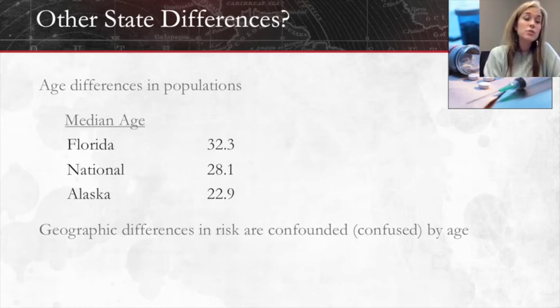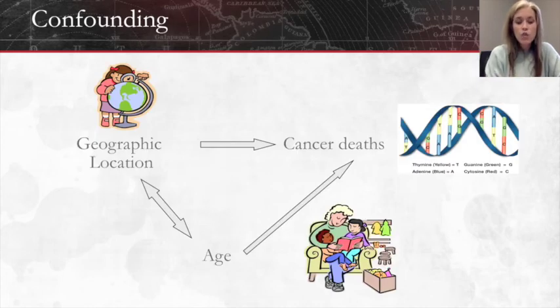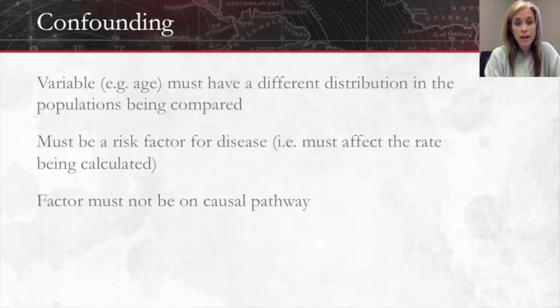Now, confounded is a really important word in epidemiology. Confounded just means you have some sort of variable that affects the exposure-disease relationship, okay? So that third variable, in this case age, really affects the relationship between geographic location and cancer deaths, okay?